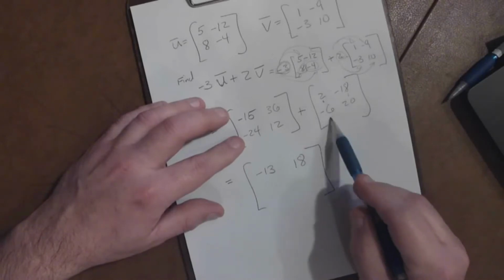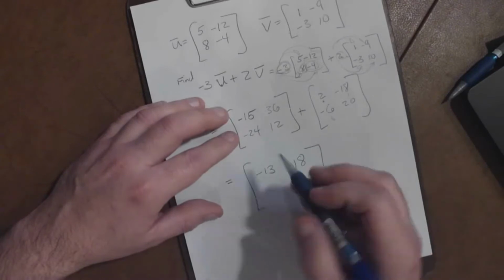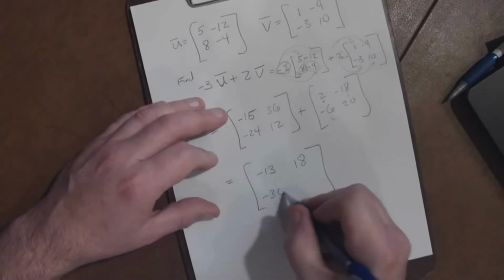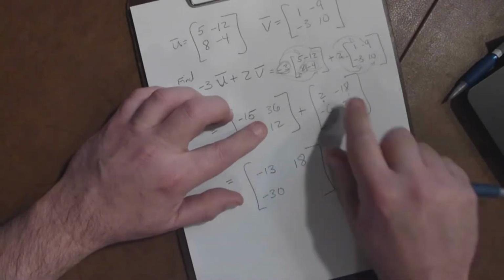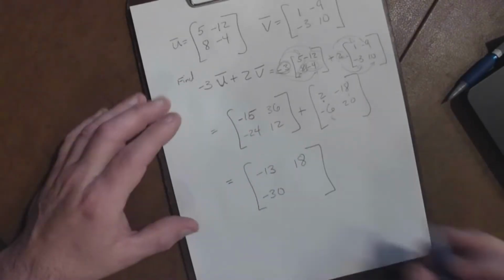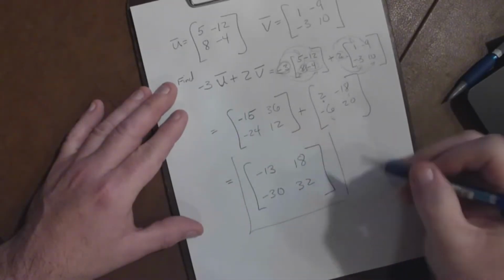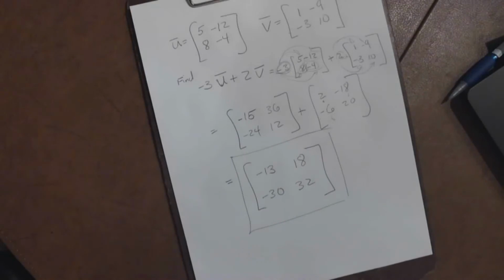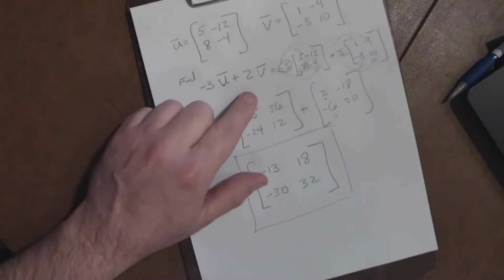Negative 24 plus negative 6, negative 24 plus negative 6 is what? Negative 30 in value. And then 12 plus 20, right? 12 plus 20 is 32 in value. So here is the result of adding up the scalar multiples of matrix U and V, where U is being scaled by the multiple negative 3 and V is being scaled by the multiple of positive 2, right?